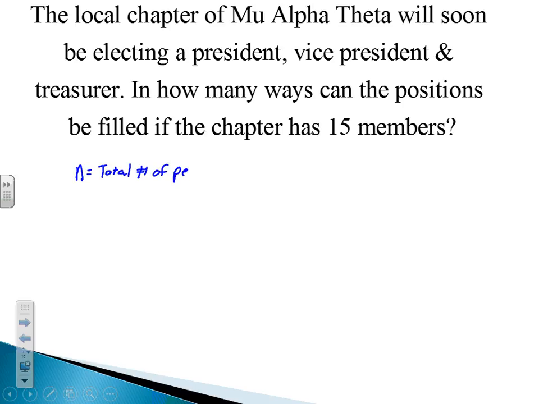In this case, we're talking about people to fill a job. And R is, well, the number of unique elements that we're talking about here, which is the number of positions. Looking at it, we have 15 members. That's given to us straight away. They're not giving us a number of positions, but we can count it pretty easily.